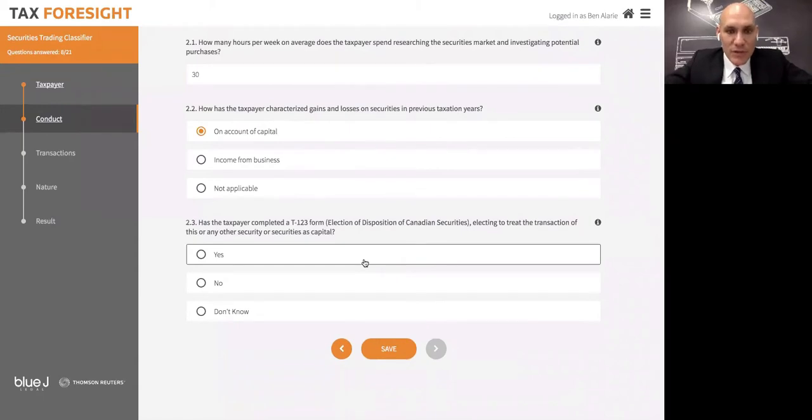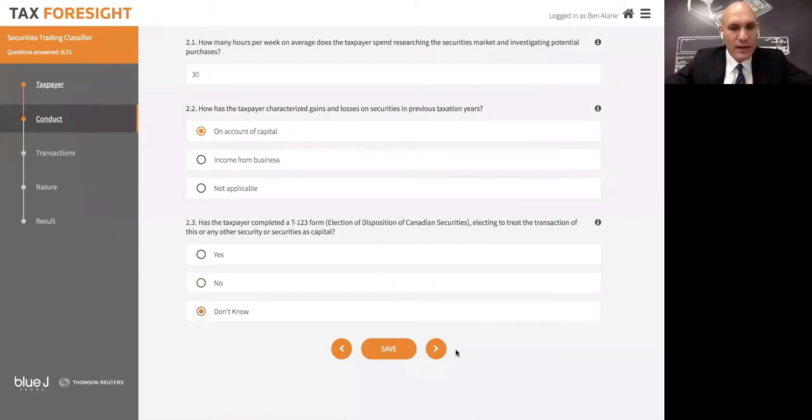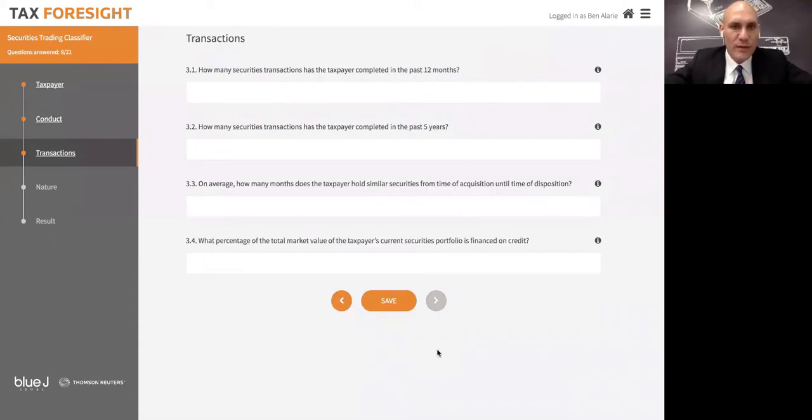Has the taxpayer completed a T123 form electing to essentially take the Canadian securities election? I think very few people actually do. So let's say no, or let's just say don't know, because I'm not 100% sure. Let's just say don't know. We can come back and change 2.3 if we want.